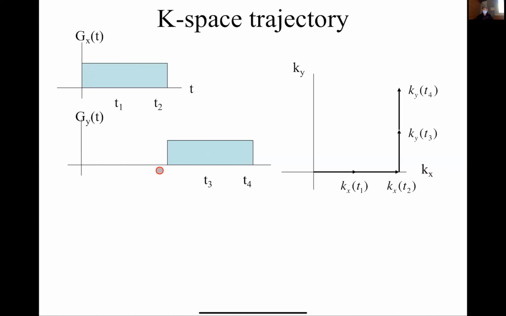But now we turn on the gy gradient, and so now we're going to impose spatial variations in the y direction. And the longer we keep that on, the further out we move in k-space. So we've actually gone from here to here, and it's taken us this whole time.